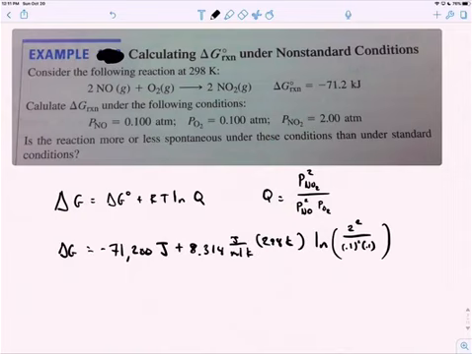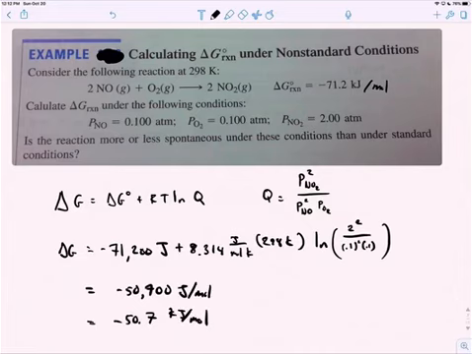Then you take this and put it in your handy dandy calculator. And also the per mole is implied. It's per mole of reaction if you're wondering about the units. So if you put this all in your handy dandy calculator, you will get minus 50,700 joules per mole, or minus 50.7 kilojoules per mole.